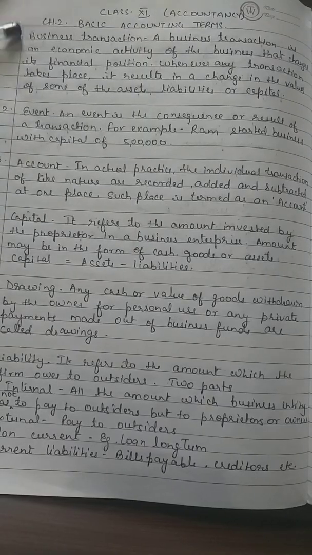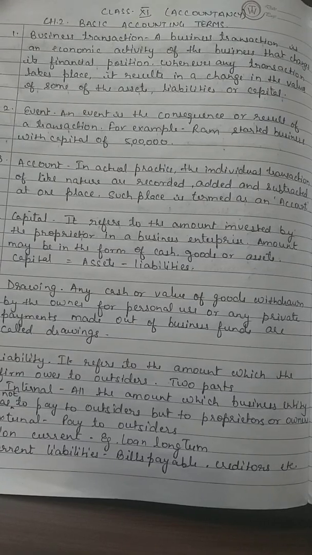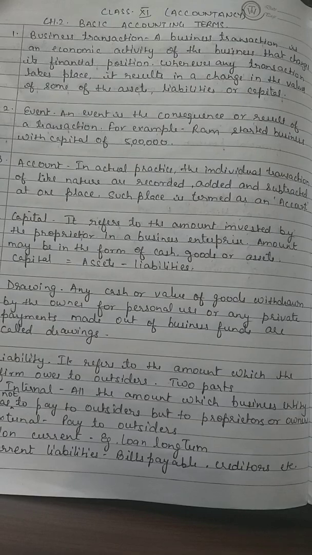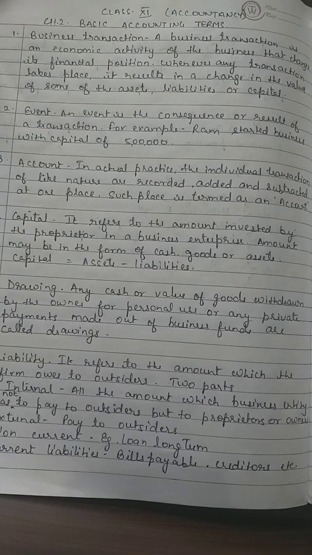The first one is business transaction. What is a business transaction? A business transaction is an economic activity of the business that changes its financial position. Whenever any business transaction takes place, it results in a change in the values of some of the assets, liabilities or capital. The chief features of a transaction are that it involves an economic activity. A transaction may be classified into two types, that is external and internal. It results in a change in the financial position of the firm. The change must be capable of being expressed in terms of money.